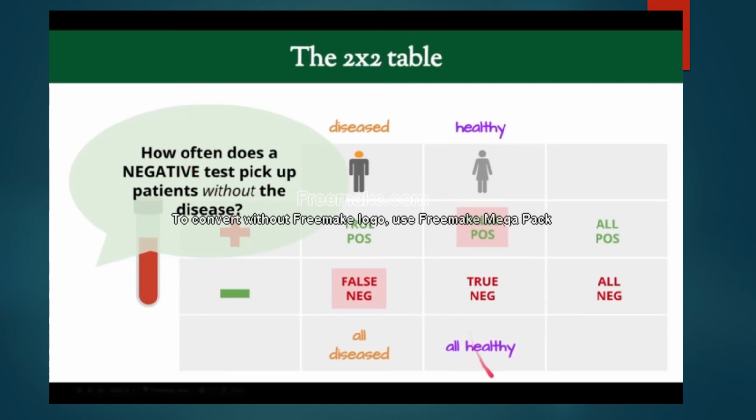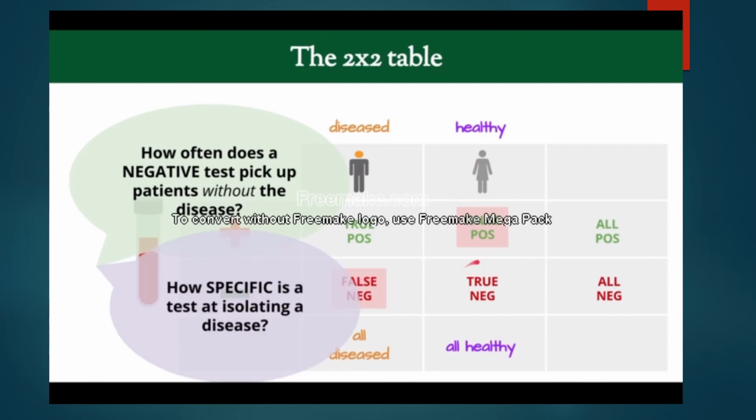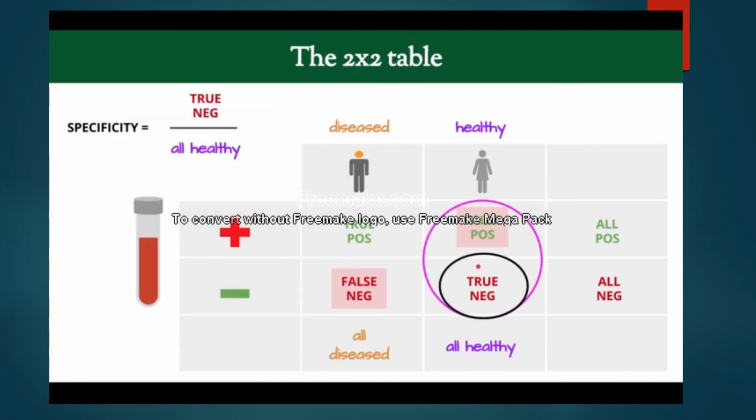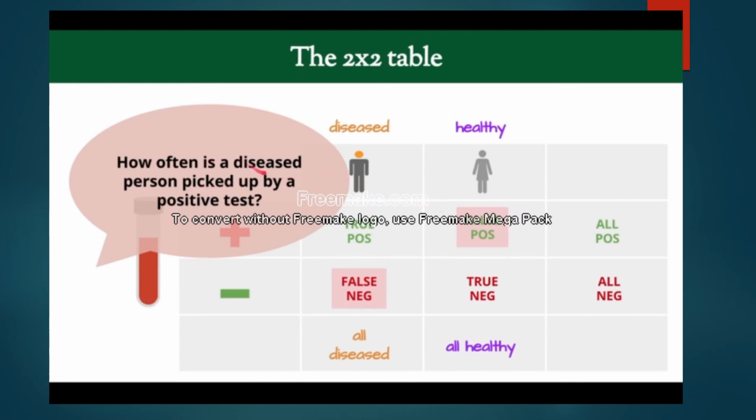How often does a negative test pick up a patient without the disease? So these are all the patients without the disease. And how often does this negative test pick up the patients without the disease? Well, that's the same thing as asking, how specific is a test at isolating a disease? And so it's the same thing right here, right? We take the true negatives over all the patients who are healthy. And so you get, that's called specificity.